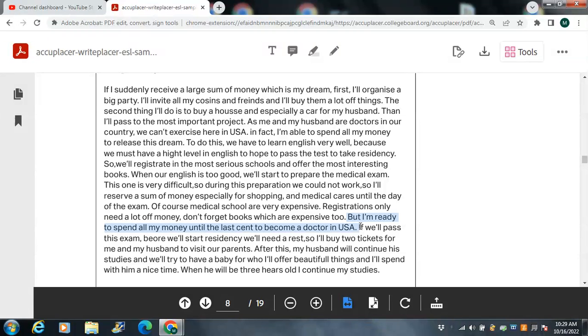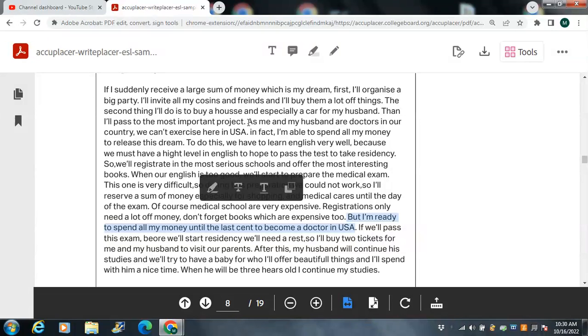Finally, we have gotten to the dream. So here, this sentence should really be up here, right after "important project." Then we will move, because they mentioned husband, then we will move to our most important project. We will spend all of our money, all of our monies, or all of our funds, all of our inheritance to become doctors in the United States.